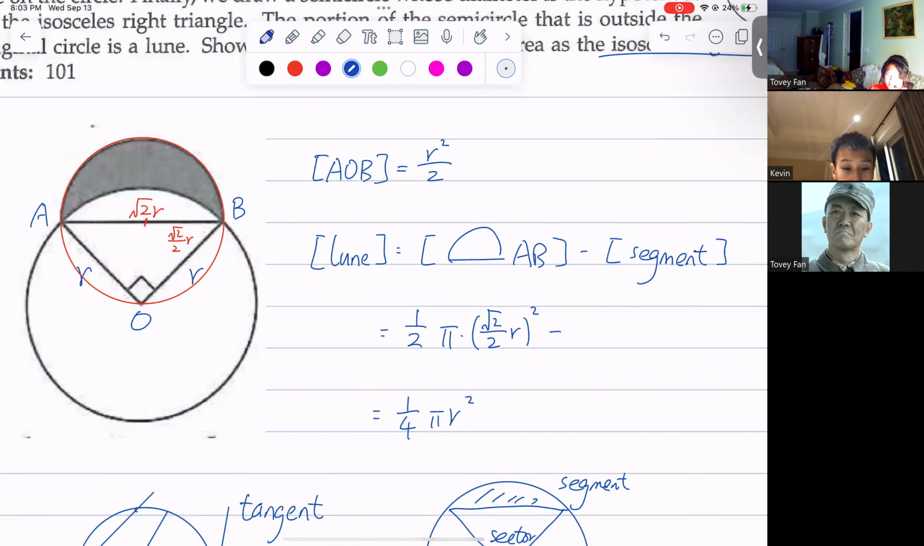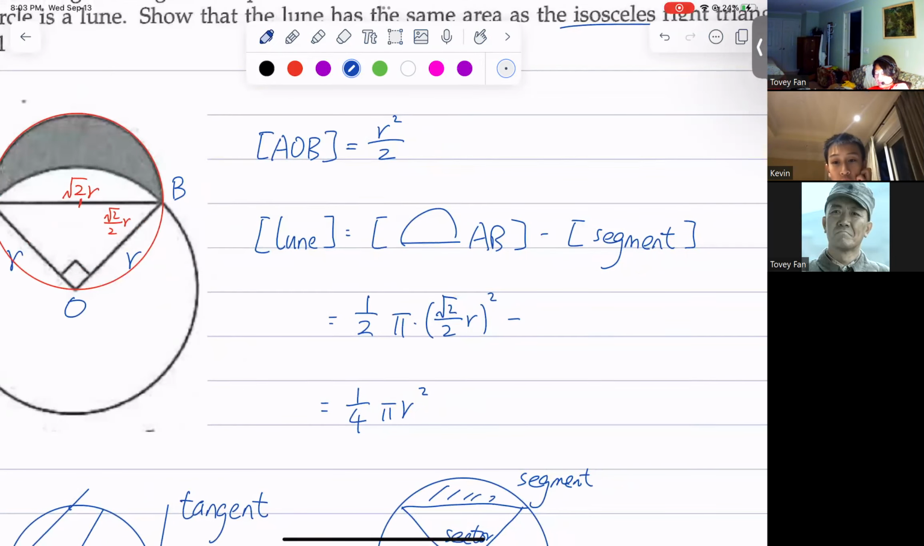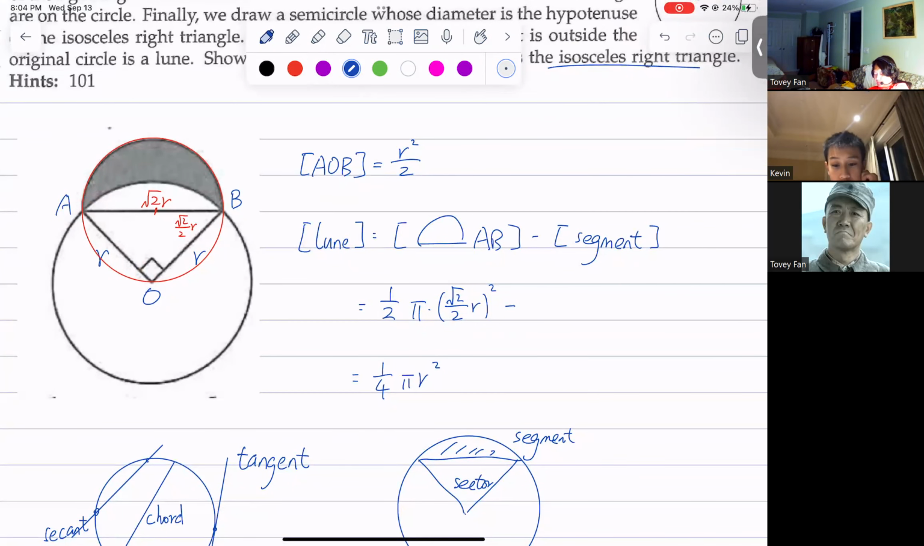Then we're going to find the segment, correct? How do we find the area of the segment? The area of a segment is, I remember the formula. Really? There's a formula? I thought you said a chord. No, the segment, this area, right? You know it. Semicircle minus this area, right? How do we find this area?